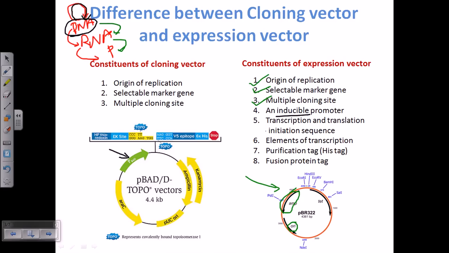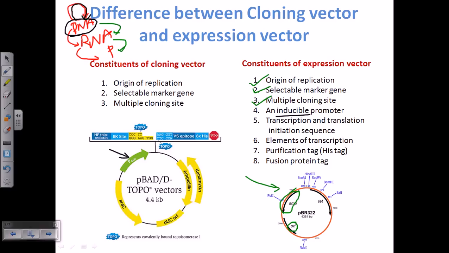So it must carry all these things: elements of transcription for the suitable host. If we need to express this vector inside the bacterial cell, it must carry our Shine-Dalgarno sequence, and so on.